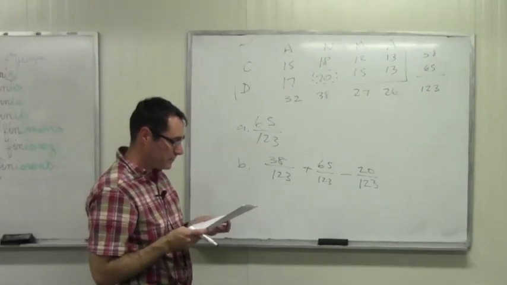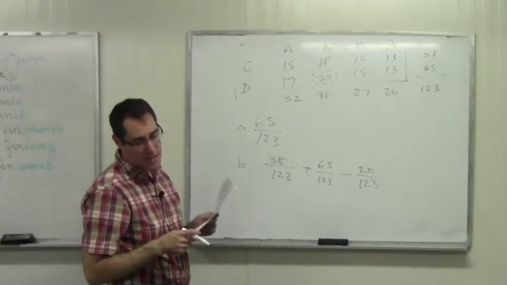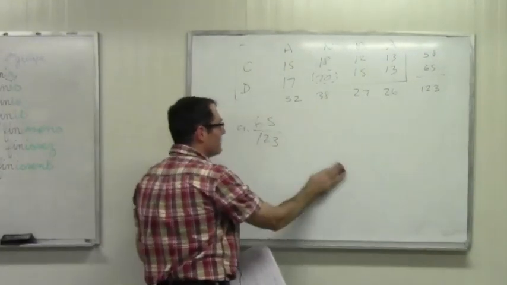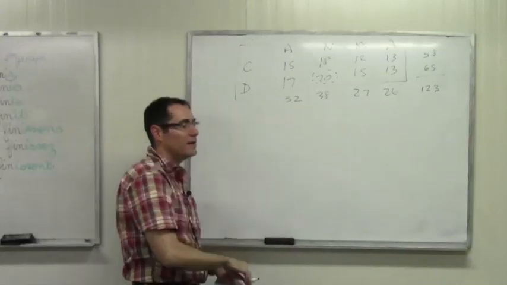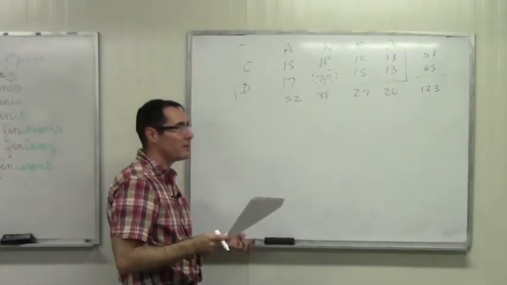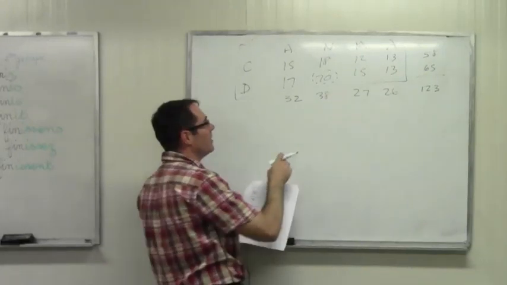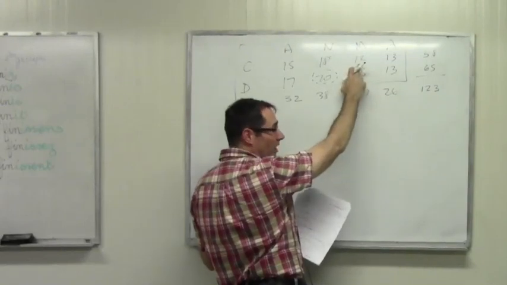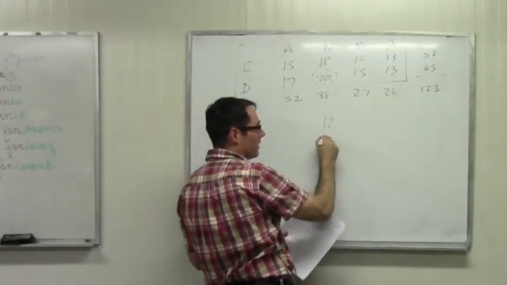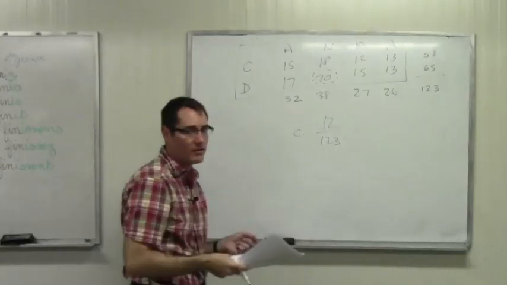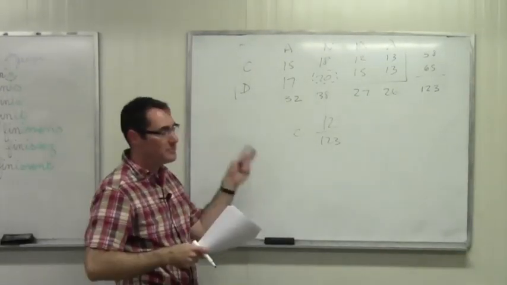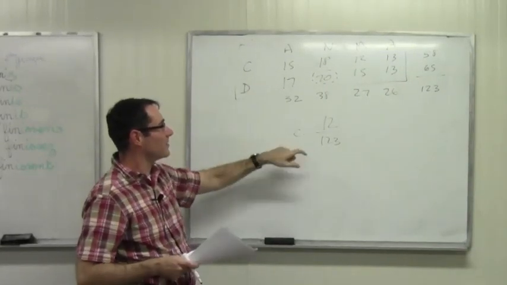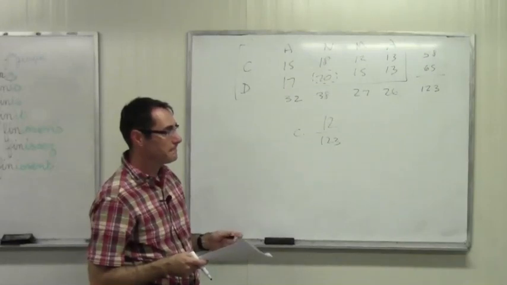What about C, a military member owns a cat and is in the Marine Corps? Now, this is different than given that they're in the Marine Corps. But what is the probability that they own a cat and they're in the Marine Corps? Cats in the Marine Corps are 12 of them out of how many? 123. That's it. 12 out of 123. Because you pick the person, they own a cat and are in the Marine Corps.